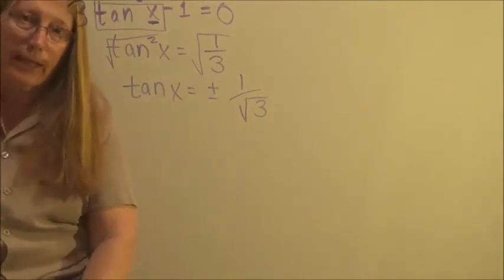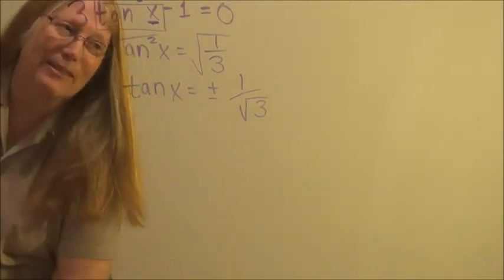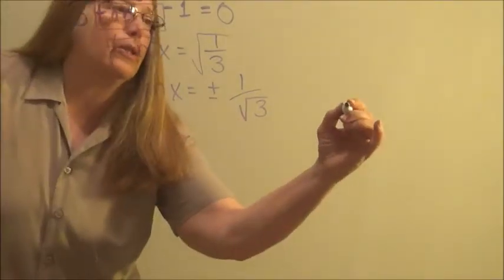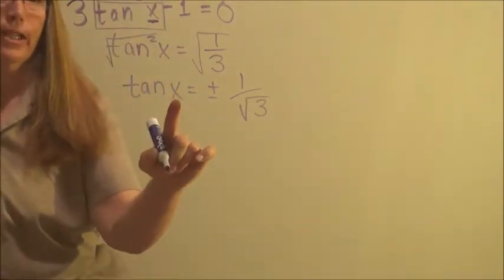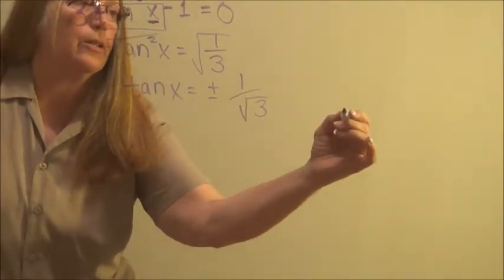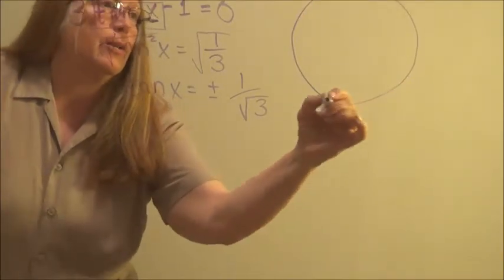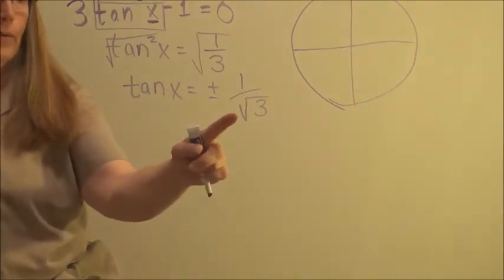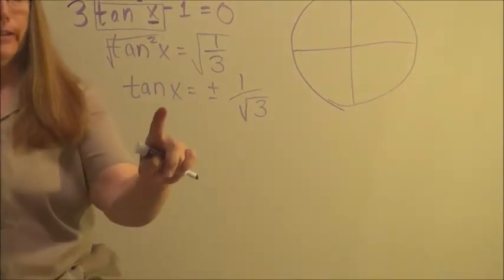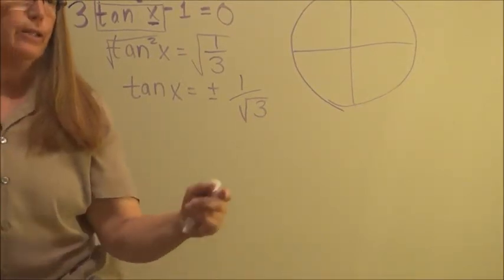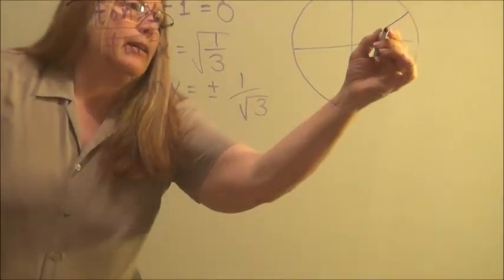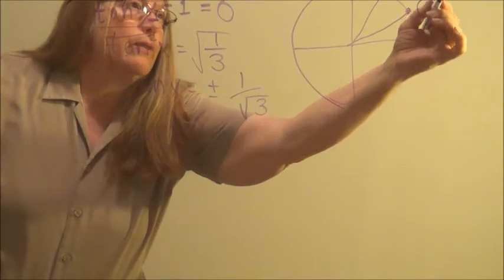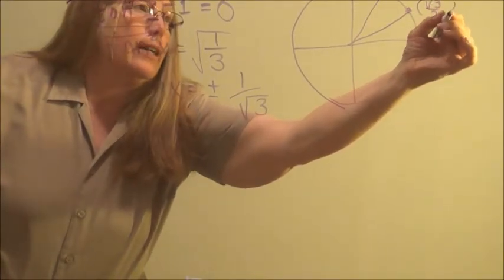Now that one, I usually rationalize my answers, but remember I'm looking at the unit circle to help me find what angle has a tangent of plus or minus 1 over the square root of 3. So my unit circle is best examined if we keep it in this form. So tangent, you'll recall, is the second coordinate divided by the first. So I'm going to look in the first quadrant at one of my pi over sixths.